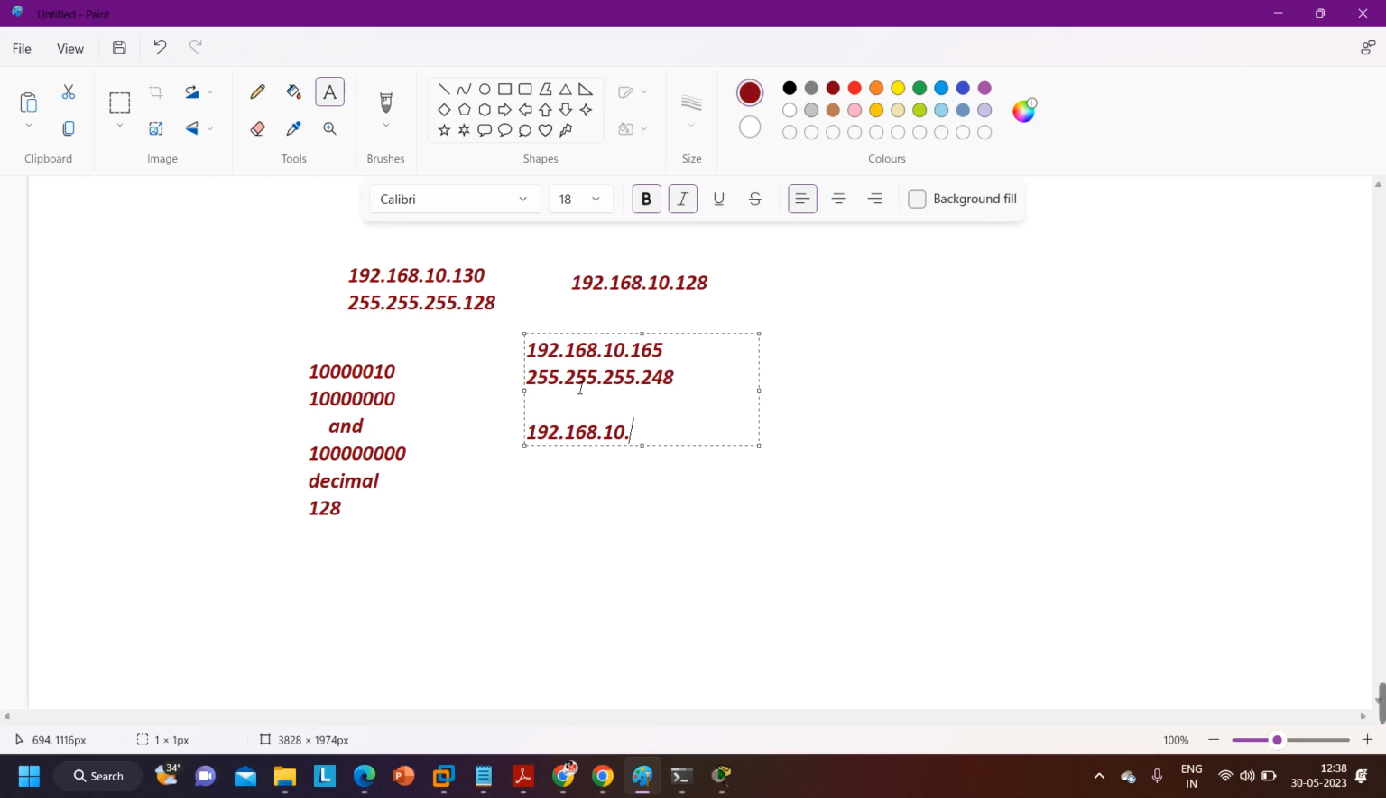What should I do? First convert to binary, 165 and 248, and do the AND operation. I will show you the shortcut method as well to calculate the network ID. But first, this is the actual way. This is the behind the scenes. So that's why I'm asking you this question. Subnetting is an important topic of CCNA.